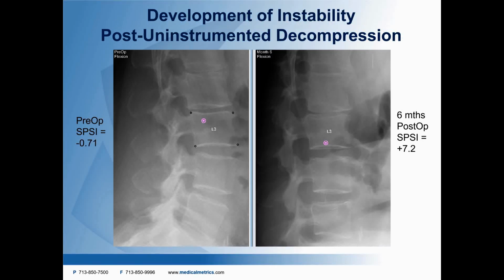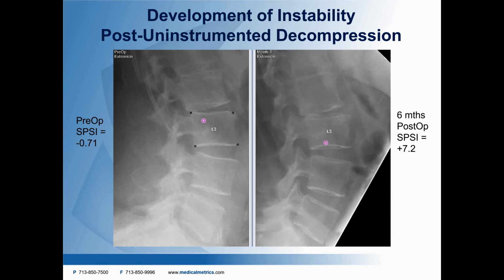SPSI can also be used to detect motion changes with time. For example, this shows the preoperative and 6-month follow-up flexion extension studies for a patient who had a decompression procedure at L2-L3. The third lumbar vertebra has been stabilized for these animations. The SPSI was -0.71 before the decompression, and this is within normal limits. 6 months after surgery, SPSI was 7.2 and this is very abnormal.